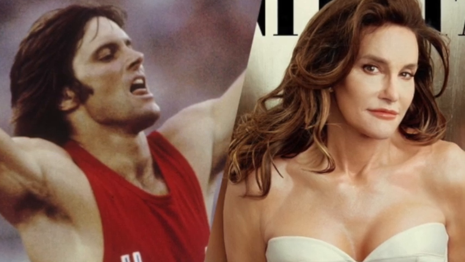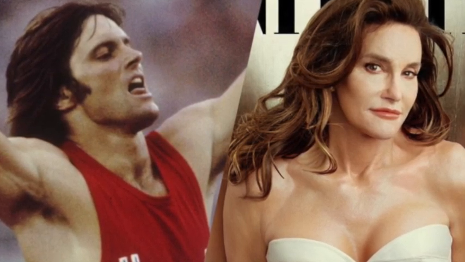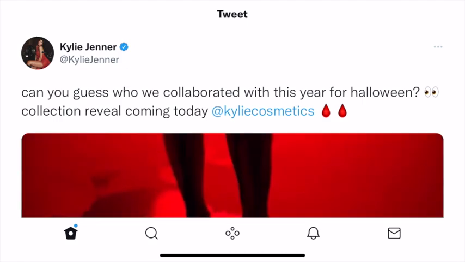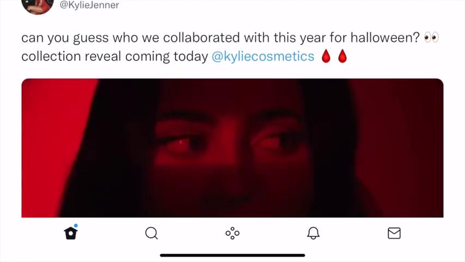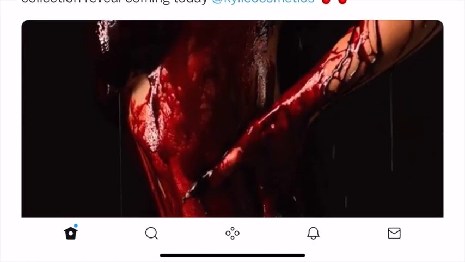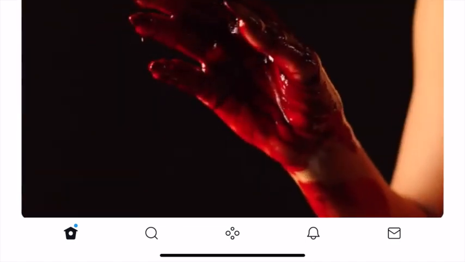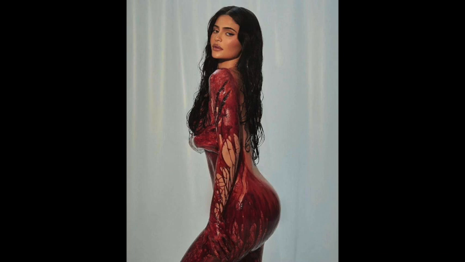Okay, so now we have Kylie Jenner, and this is what she collaborated with this year for Halloween. Collection reveal coming today for Kylie Cosmetics, and she's got the double blood sign. Let's see. Drop in some pictures for this 27-second video, guys. 9 times 3. She is bathing in blood, okay, which is a satanic spirit cooking baptism. If you've looked into satanic baptisms, it's blood and other bodily fluids. We'll leave it at that.